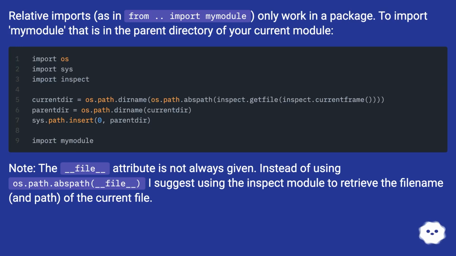Note, the __file__ attribute is not always given. Instead of using os.path.abspath(__file__), I suggest using the inspect module to retrieve the file name and path of the current file.